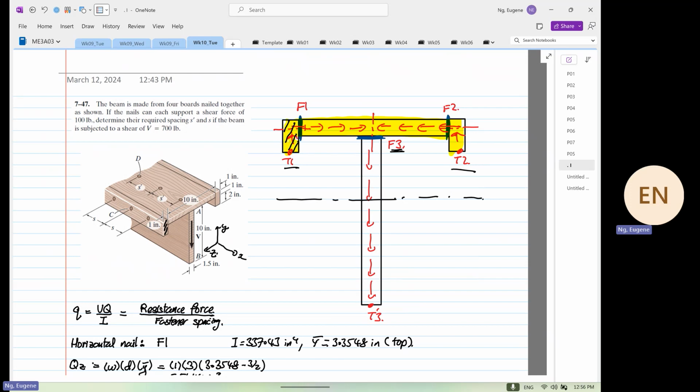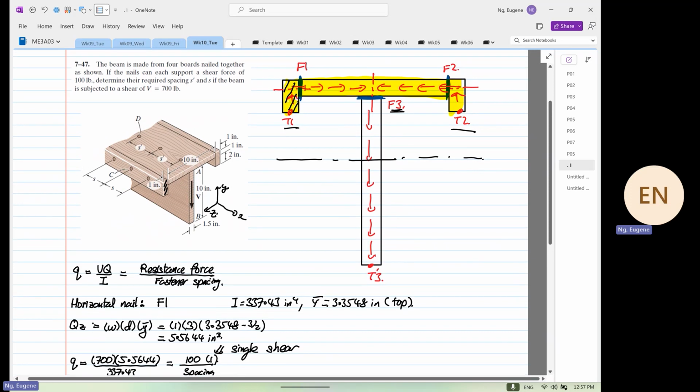Now, some of you, why don't we consider the web? The major web? Because failure will occur before it hits the major web. Are we clear? That's why you take it up to there and up to there only. Make sense? Okay. So from here, we are going to find the first moment of area.